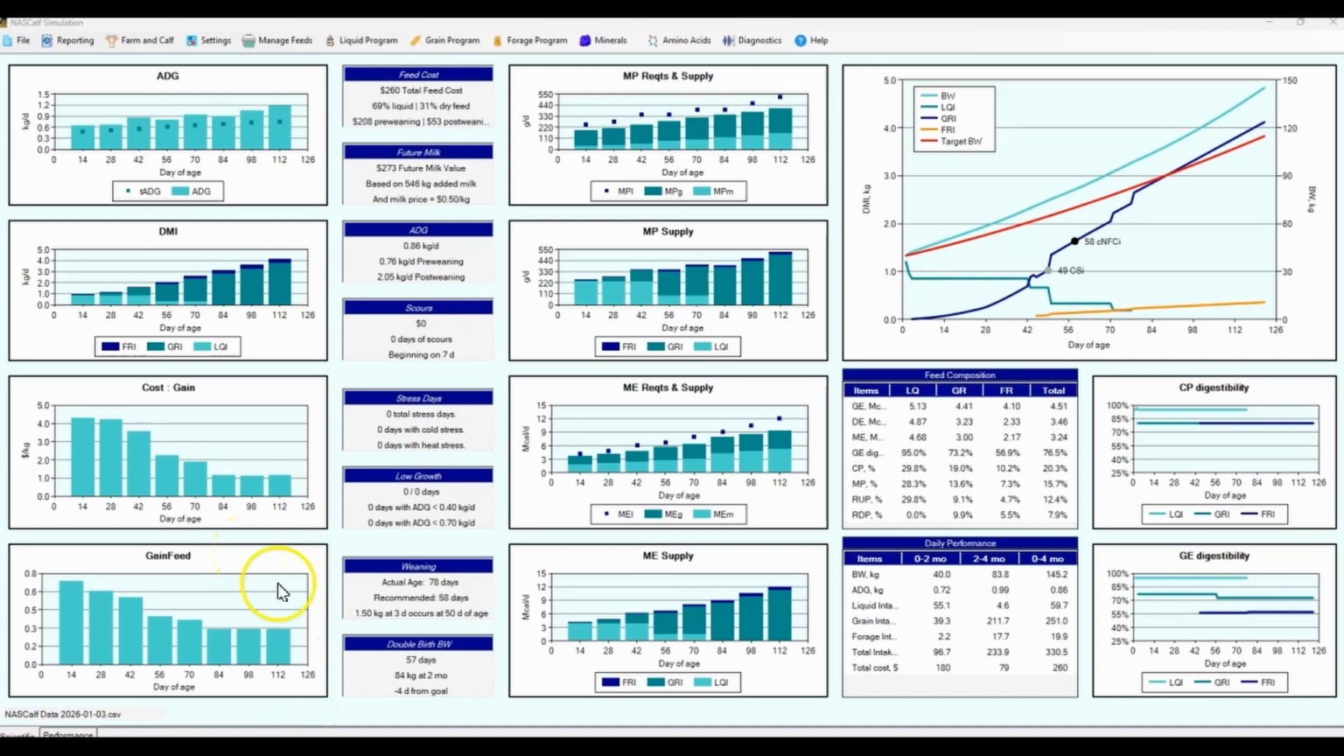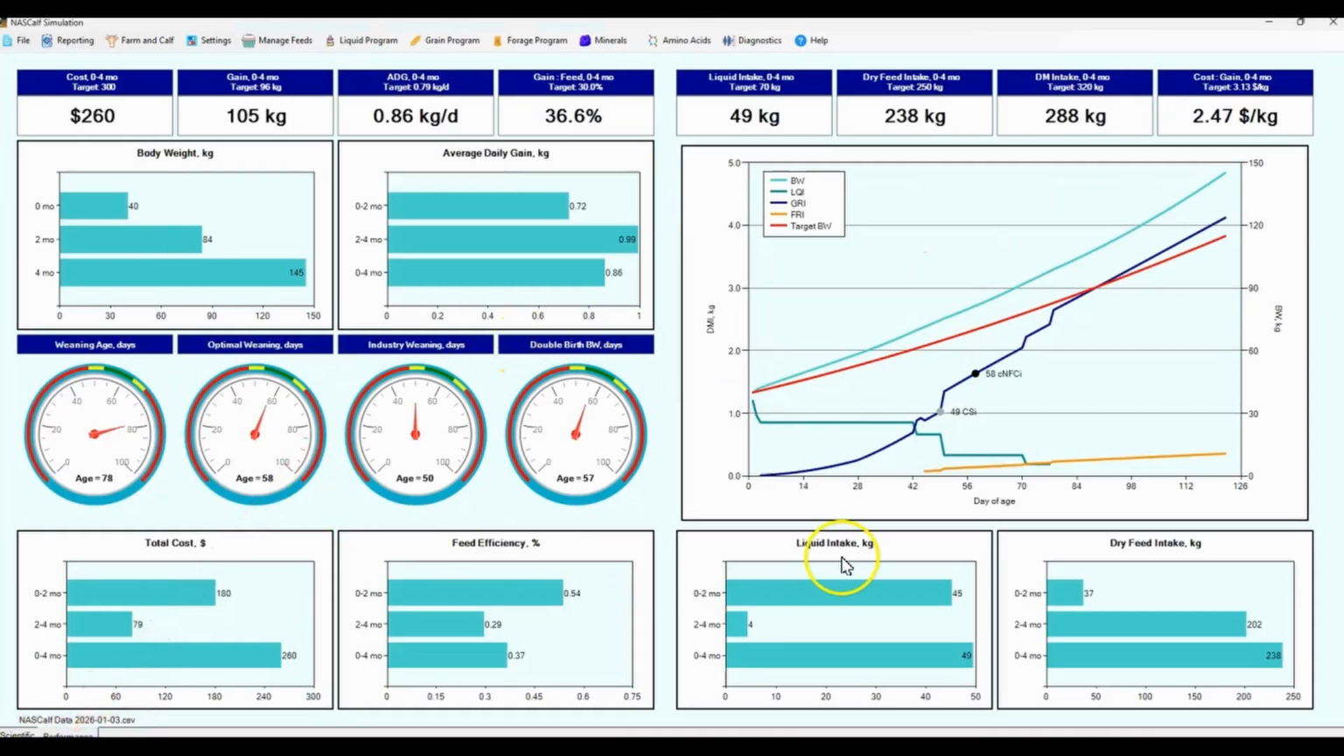In this demonstration, we'll set up a feeding program typical of early weaning systems, where calves are fed a fixed amount of milk replacer and weaned prior to 56 days of age. Let's get started. We'll begin by opening NASCAF and clicking on the Performance page. This gives us a high-level view of predicted growth rates, average daily gain, intake, and feed costs for the program we're building. To set up an early weaning liquid program, we'll start with composition.